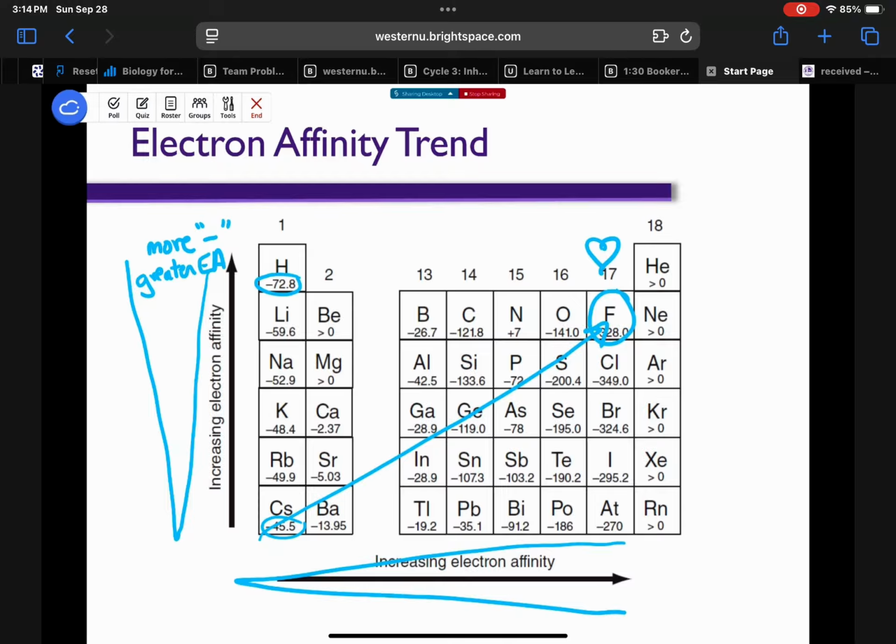Notice here that this arrow stops before we get to the noble gases. It gets more negative, more favorable, more exothermic, greater electron affinity as we go across the periodic table, except when we get to the noble gases. I'd like you to turn to the person beside you. You have 30 seconds to discuss why.